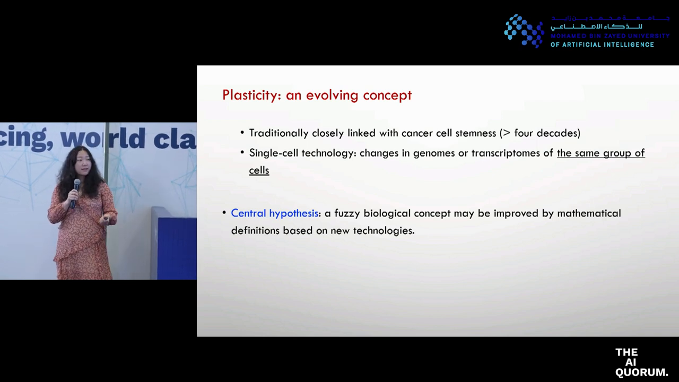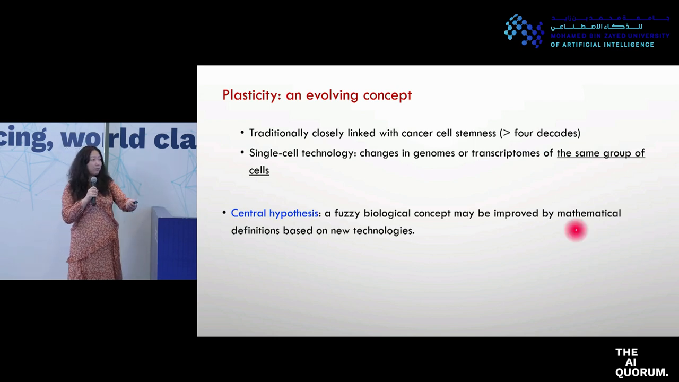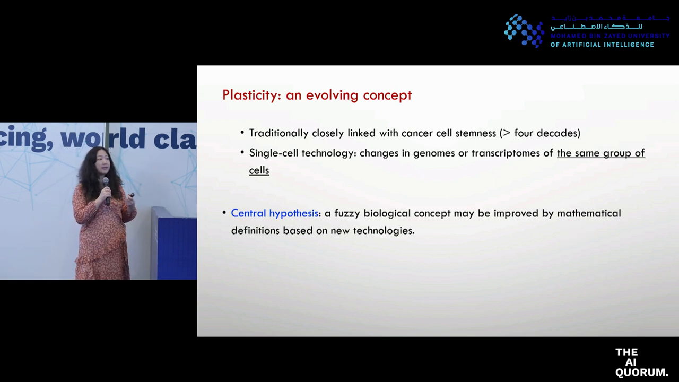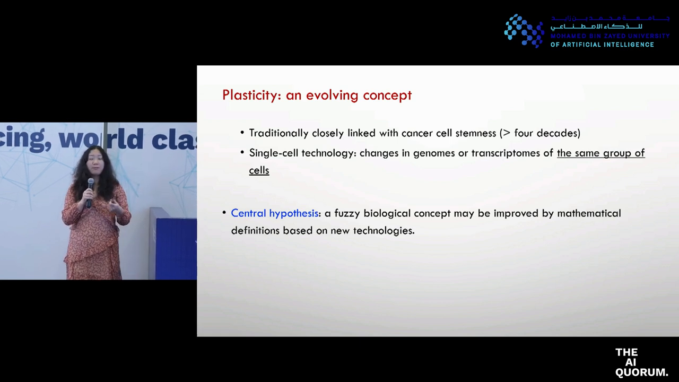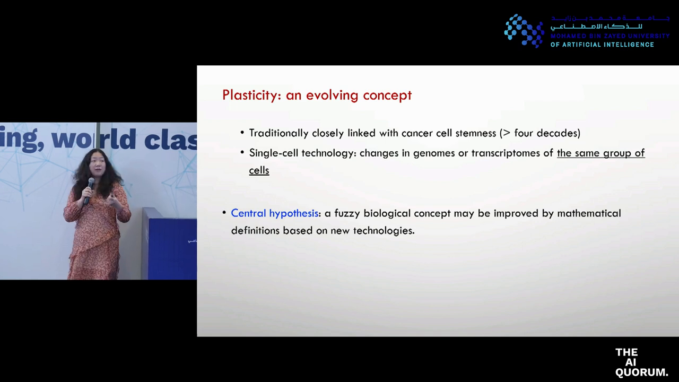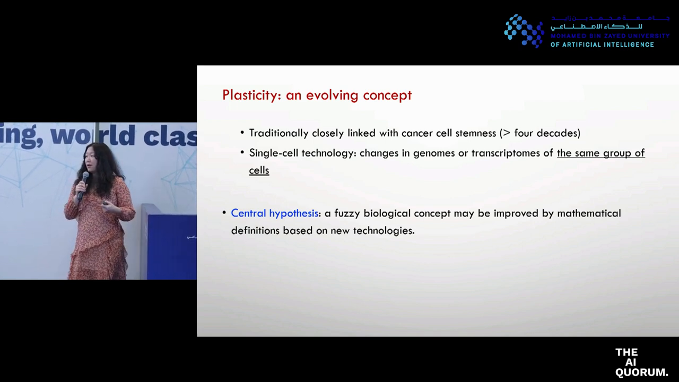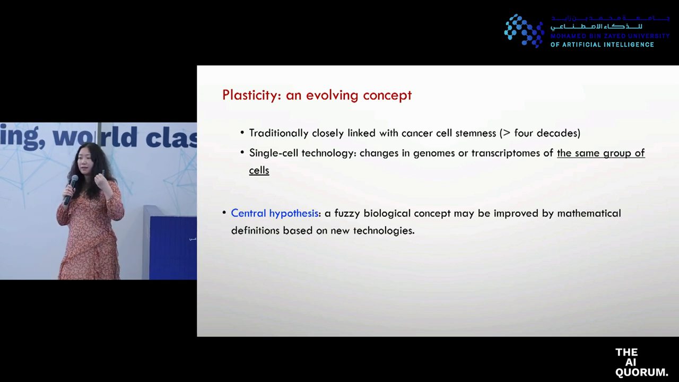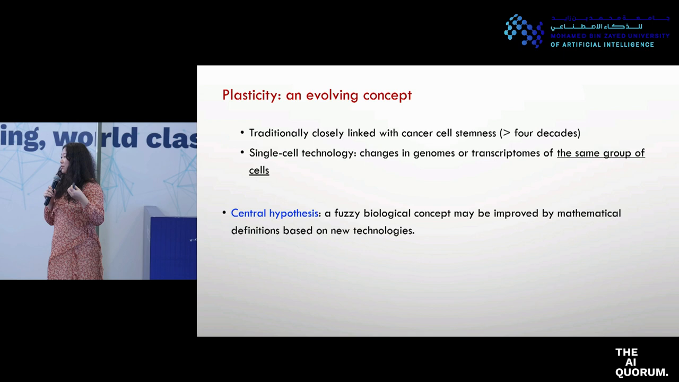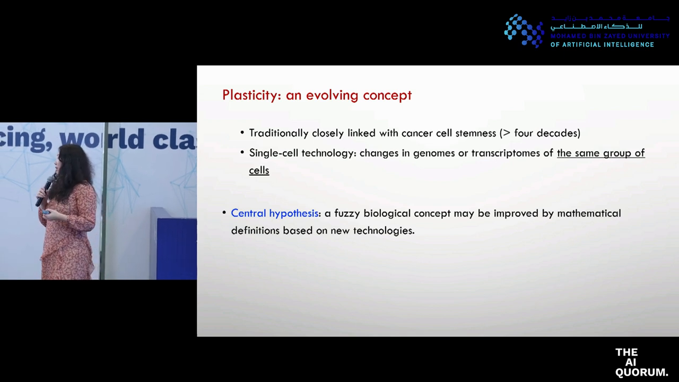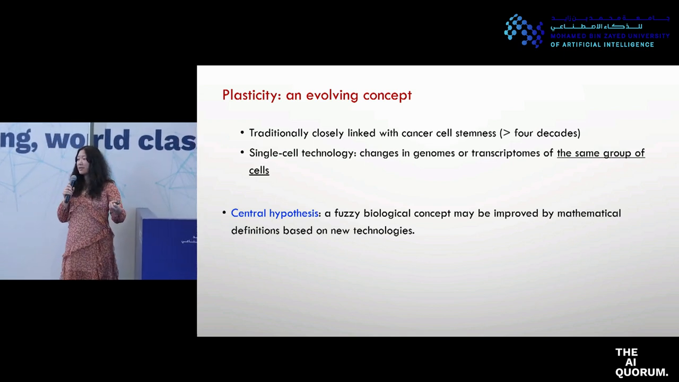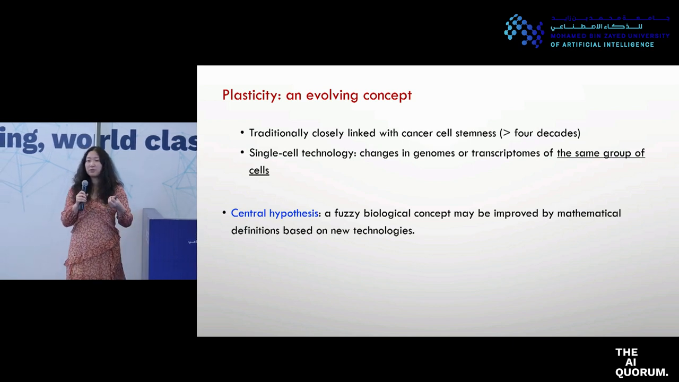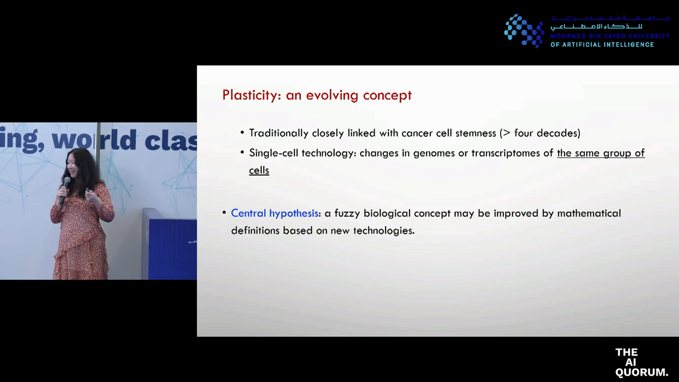So when I give talks to cancer biologists, I propose my central hypothesis that a fuzzy biological concept like plasticity may be improved by a mathematical definition based on the new technologies. Biologists always respect technologists and those people who develop new ways to measure biological phenomena. I consider us statisticians to also be technologists. We are also developing new ways to measure and improve the biological phenomenon. We just need to keep reminding the biologists that that's what we're doing.